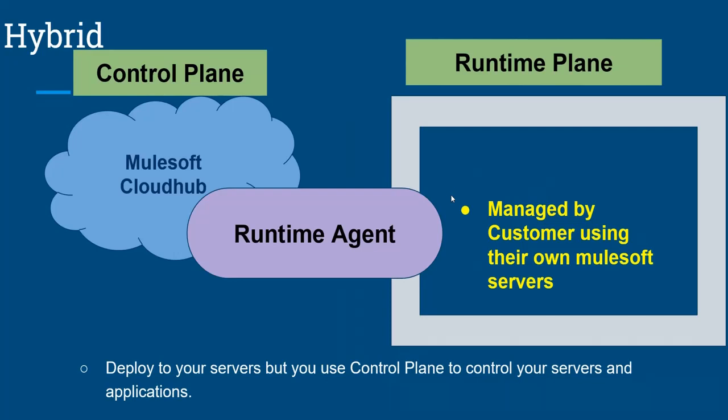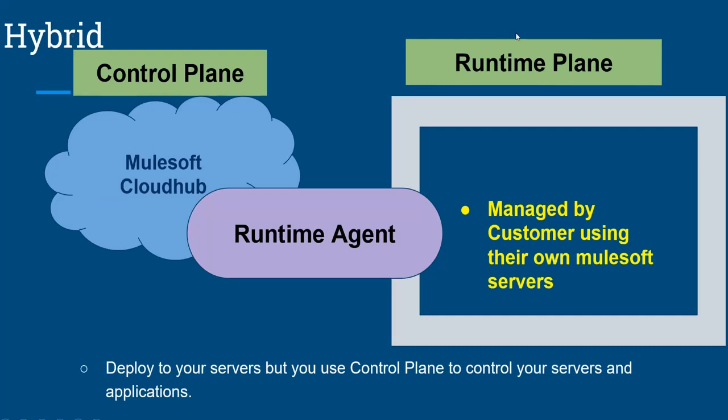Here we have another model which is called the hybrid model. You can understand it as CloudHub plus on-premise, because the control plane is available in CloudHub and the runtime plane is available in your organization. What is available in your organization is nothing but the on-premise model. The CloudHub managed one is the CloudHub model, MuleSoft managed, right? So you have this kind of mixed deployment strategy, mixed model, which is called the hybrid model.